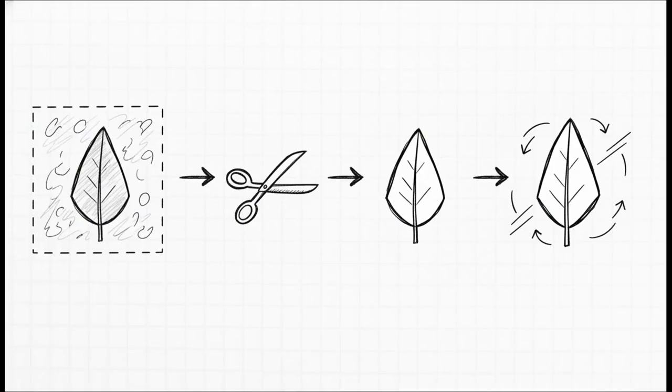Let's break down exactly what happens to an image during this pre-processing phase. First off, every single image is resized to a standardized dimension, something like 240 by 320 pixels. Then, the images are manually cleaned up and cropped to completely remove background noise.